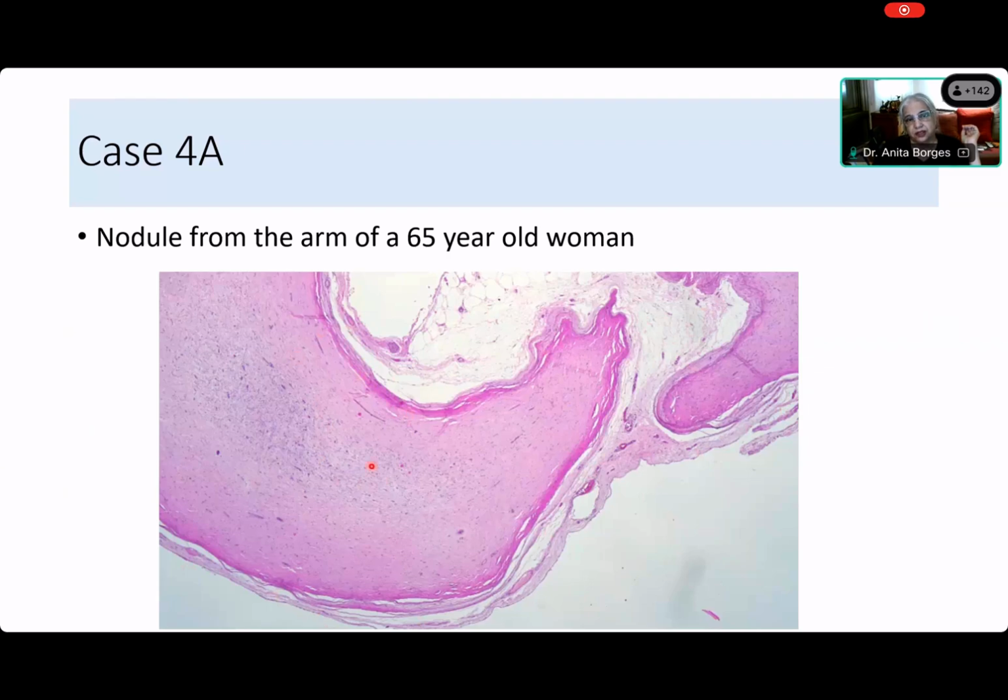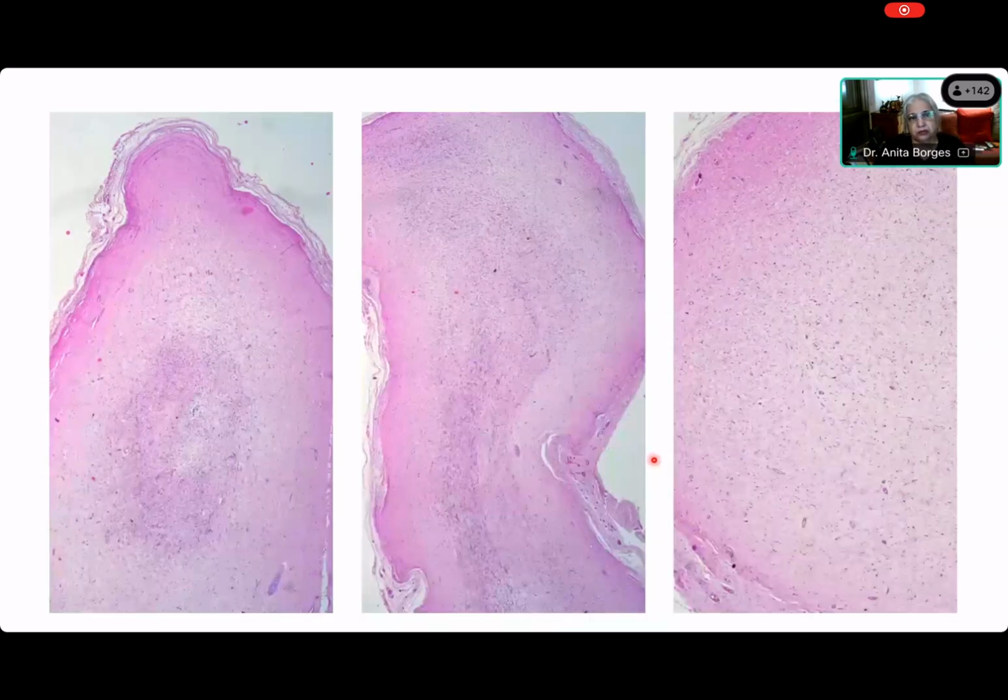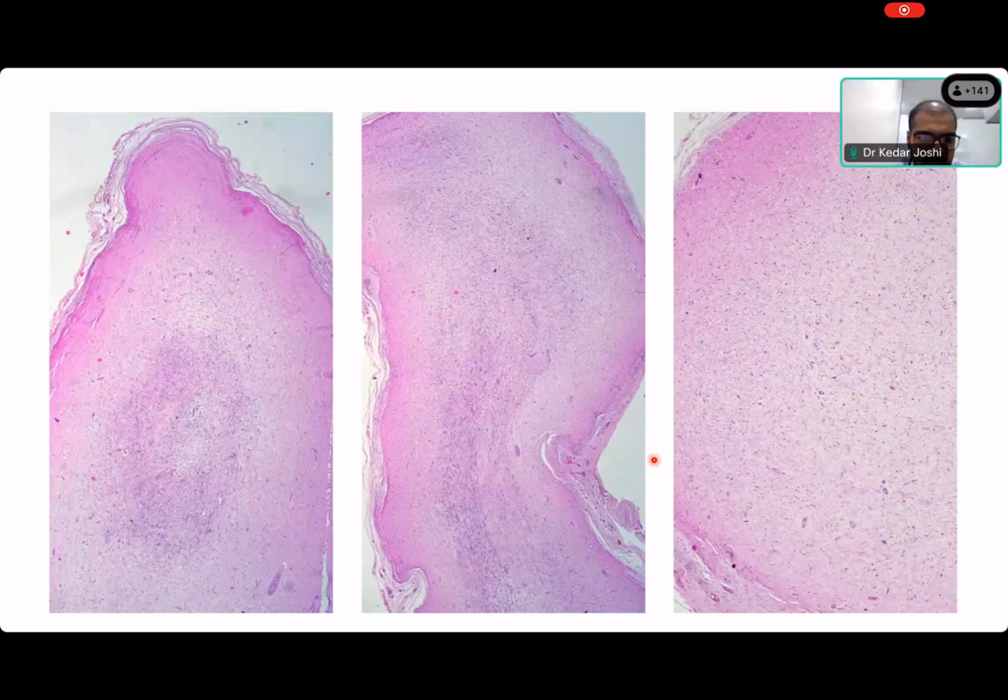I see that all of it. So how do you describe this? Well encapsulated? Okay, maybe. Now what are you seeing here? You've seen all these sections. So ma'am, what do you see? Ma'am, I can see spindle cells. You can't see any spindle cells at this magnification.